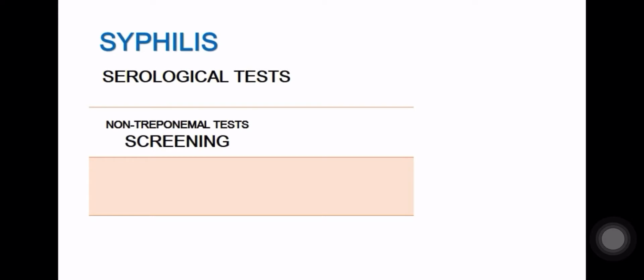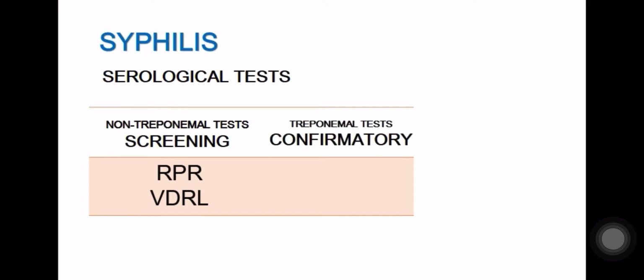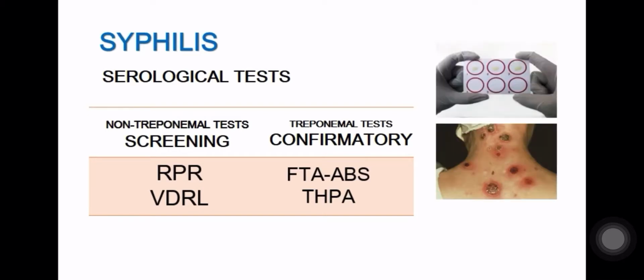Non-treponemal tests are done to determine disease activity. They are mainly used as screening tests. Under non-treponemal tests or screening tests, we have RPR or the Rapid Plasma Reagin and VDRL or Venereal Disease Research Laboratory. Now, treponemal tests are used for disease confirmation. Examples are FTA-ABS, or the fluorescent treponemal antibody absorption, and TPHA, Treponema pallidum hemagglutination assay.